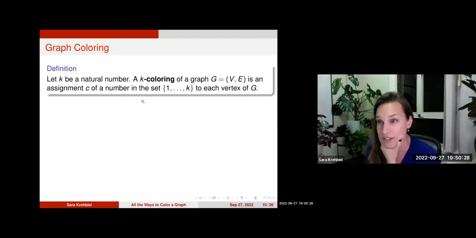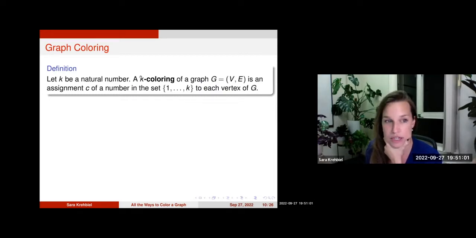So graph coloring, like graphs, also has a technical definition, which we can write down using symbolic notation, but it doesn't start to really feel like it's getting under your skin until we draw pictures. But here's a technical definition. So I'm going to start with a natural number. So that's anything 0, 1, 2, 3. And I say that a K coloring is an assignment of a number in the set between 1 and K to each vertex of G.